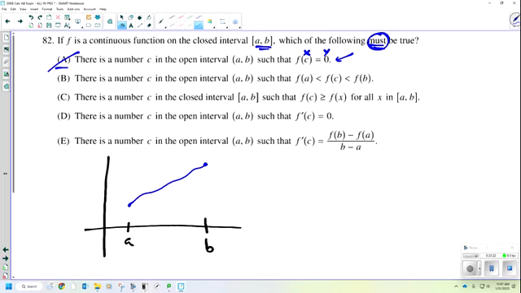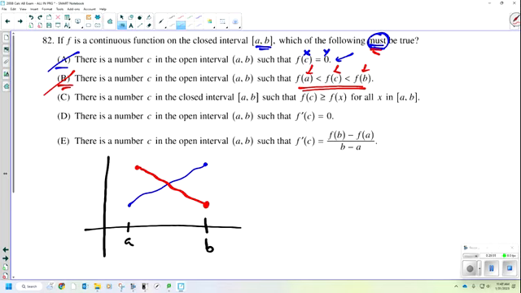B, there is a number c in the open interval such that f of a is less than f of c, which is less than f of b. The blue line proves that can happen, but does it have to be true? Let's do this one in red. No, I can draw a line that goes like this. If that was the case, this would be opposite. The point at B would be the smallest, this would be in the middle, and this would be the biggest. So B isn't true. It doesn't have to be true. Remember, this must be true.